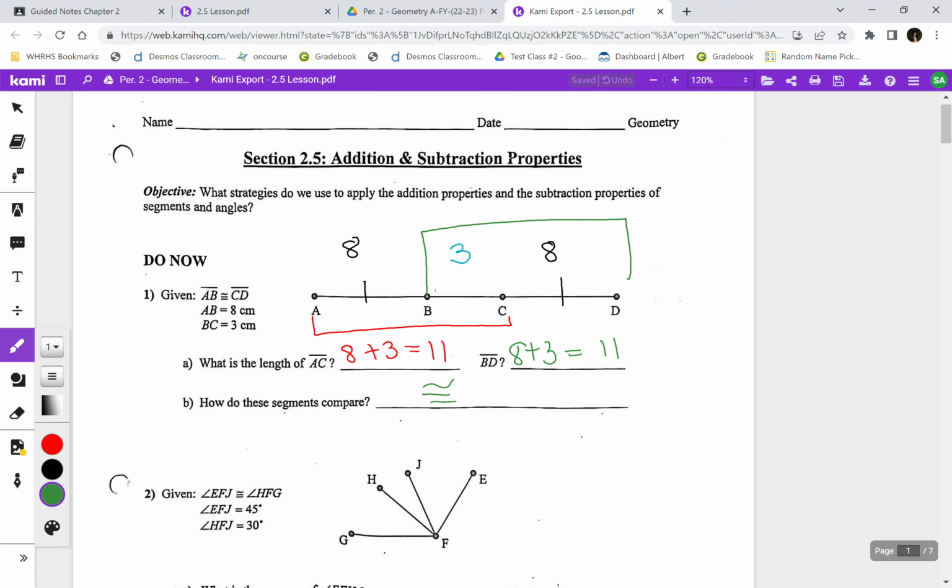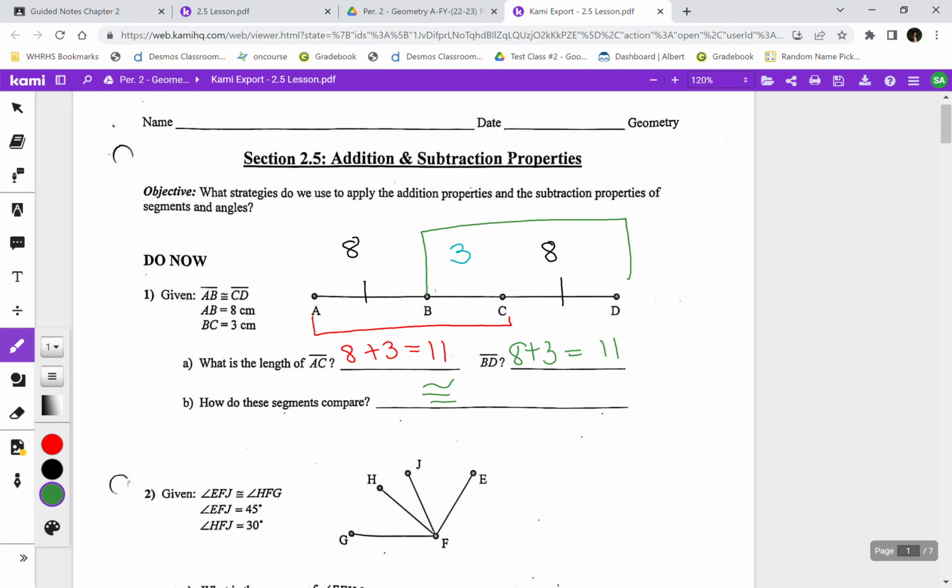All right, what do I want you to take out of this? We had 2 congruent segments. We had AB and CD congruent. So we had 2 congruent segments, and then we added the same segment to both of them. So AB and CD were congruent. We added BC to AB and we added BC to CD. Did we not? Right? We had 8 and 8 congruent. We added 3 to 8. We added 3 to 8 on the other side.